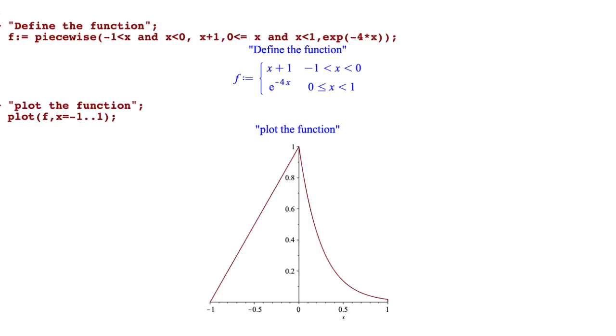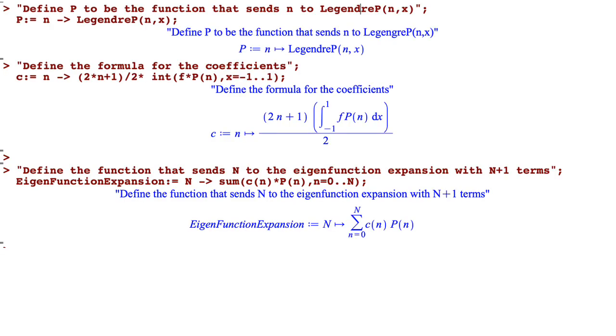So we first define the function. It's defined piecewise in Maple, and then we plot the function. So it's an interesting function. It's piecewise smooth, as we can see, in fact. So the first line here is to define the function p that sends n to the Legendre polynomial of order n, and just to make life simpler, instead of writing Legendre P, we're just going to write p.